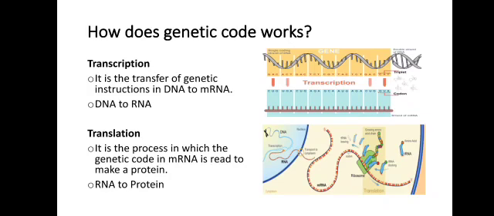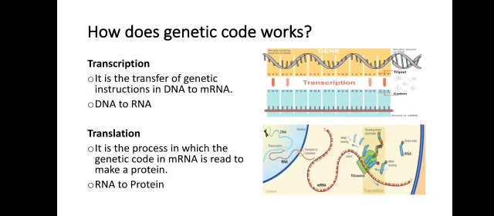Eventually, portions of the transcribed mRNA will be made into functional proteins. After transcription, translation follows. Translation is the process in which the genetic code in mRNA is read to make a protein. It occurs in the cytoplasm following DNA transcription, and like transcription, it has three stages: initiation, elongation, and termination. During translation, mRNA nucleotide bases are read as codons of three bases. Each codon codes for a particular amino acid.